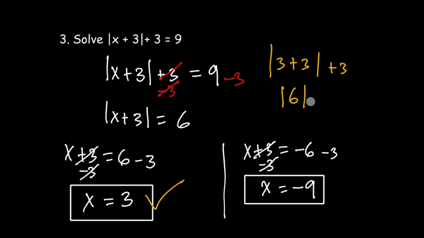Now when x is equal to negative 9, again I'm going to replace the x value with negative 9, and from here I'm getting negative 6, absolute value of that, then plus 3, and this will give us positive 6 plus 3, which is equal to 9, and that is also true. All right, so both of these values are correct.